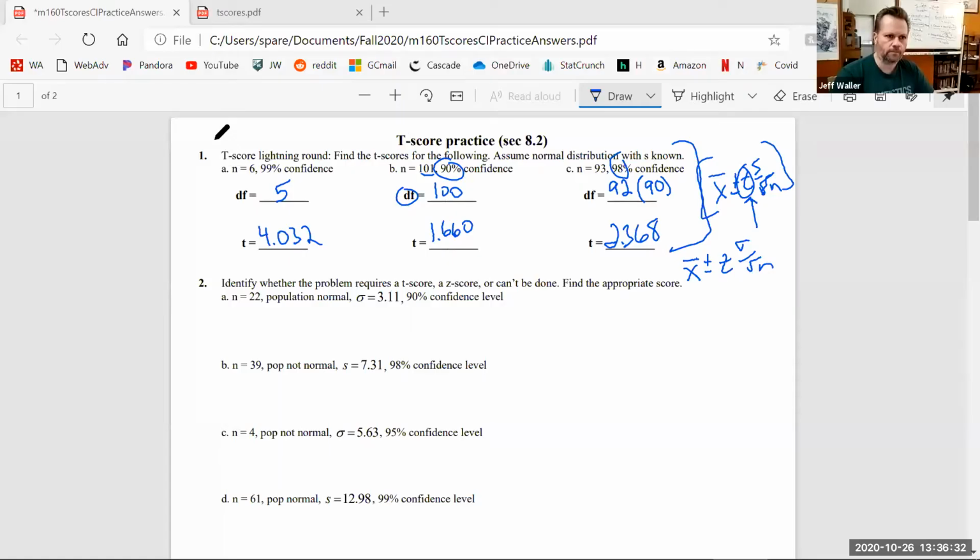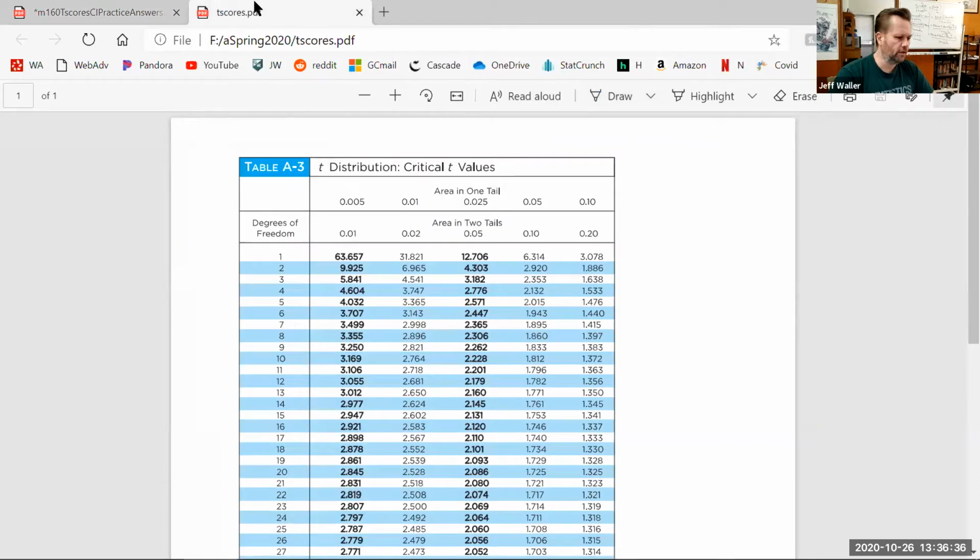All right, let me share this bad boy. So we made it this far. If you weren't here last time, you picked a bad class to miss. We introduced a new chart, ye old t-score chart.